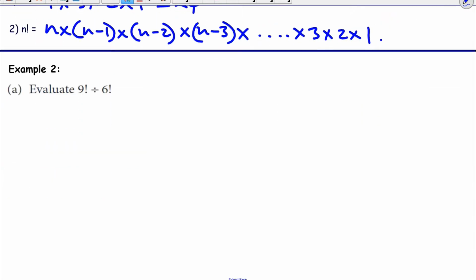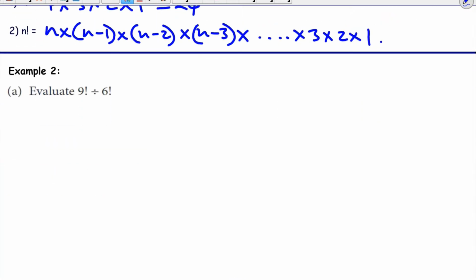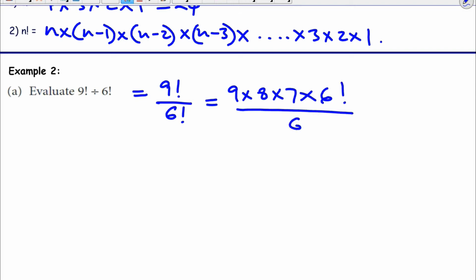You can simplify expressions like these ones here. 9 factorial divided by 6 factorial. Let me write it this way, it's easier to read in that form. This will be equal to 9 multiplied by 8 multiplied by 7 multiplied by 6 factorial over 6 factorial. Those two cancel, so you remain with 9 multiplied by 8 multiplied by 7, which will be 504.